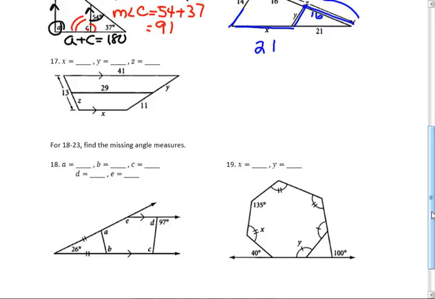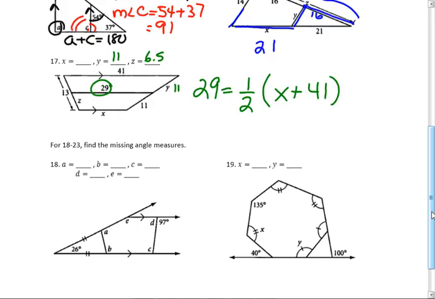Well, the hard part is finding X. Y is 11, that's easy. Z is halfway, so that's 6.5. Now, this mid-segment is half of the sum of the two bases. It's an average. So 29 is equal to 1/2 of X plus 41.